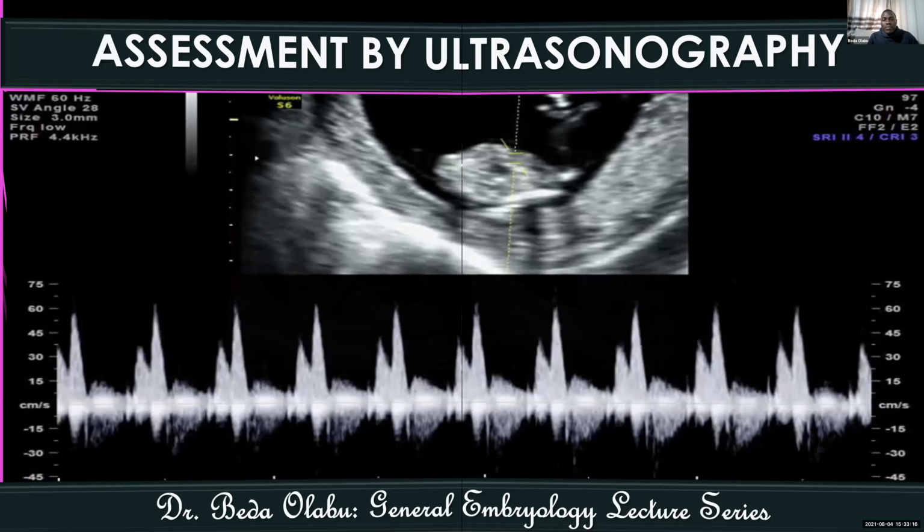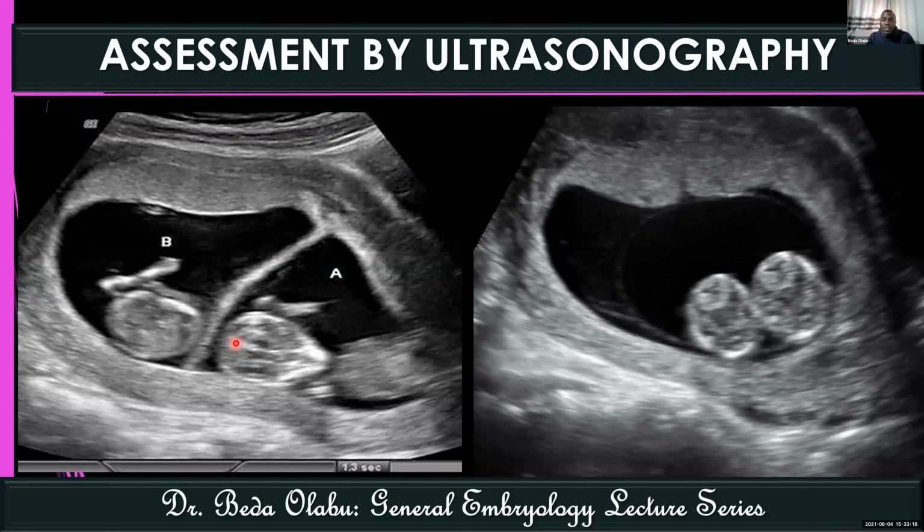Apart from heart rate, ultrasound can also tell us about the number of babies. Is it a singleton pregnancy? Is it a multiple pregnancy? If it's a multiple pregnancy, which type is it? Ultrasound is able to tell us whether they are monoamniotic twins like those ones or diamniotic dichorionic twins like the first two images. So that is the number of babies.